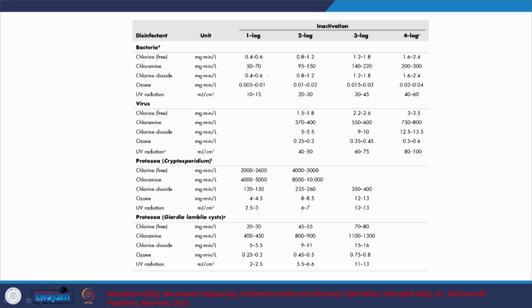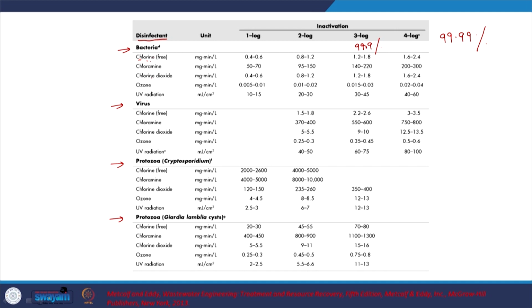Just to understand the kind of doses that are required, here we have the disinfectant listed against the kinds of pathogens that we want to kill: different types of protozoa that can lead to diarrheal diseases, and virus and bacteria, let's say. And here we have different levels of inactivation. So 4 log meaning 99.99% removal, 99.9% removal and such. It depends on whether it's used for wastewater or for water, so let's not go into that right now.